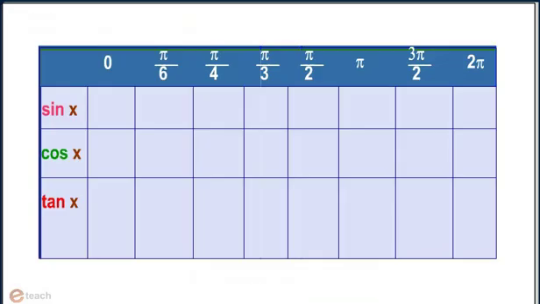Now let us see the values of sin x, cos x and tan x from 0 to 2 pi. We have the values for 0, pi by 6, pi by 4, pi by 3, pi by 2, pi, 3 pi by 2 and 2 pi.